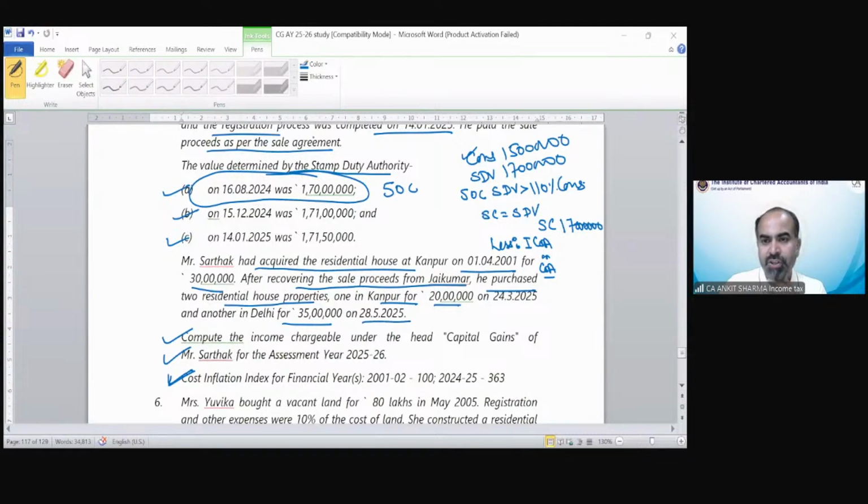Somebody is saying indexation needed. Anil is saying indexation needed. Nidhi is saying no. Rajveer is saying no. Soumya is saying no. Exactly. The correct answer: we do not need indexation because the asset has been transferred after 23rd July 2024. So there would not be any indexation requirement. So the cost of acquisition, 30 lakh, needs to be reduced directly. So after that, my long-term capital gain would be 1 crore 40 lakh.